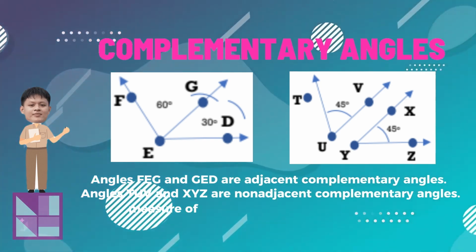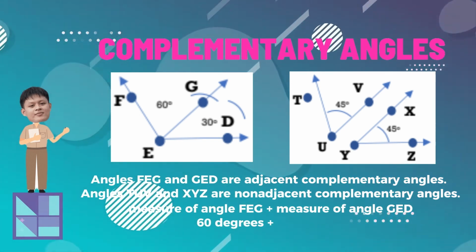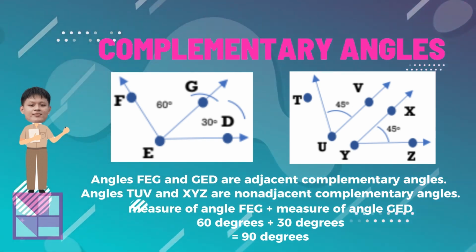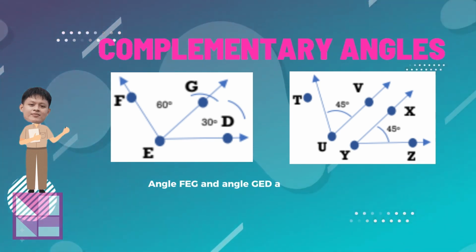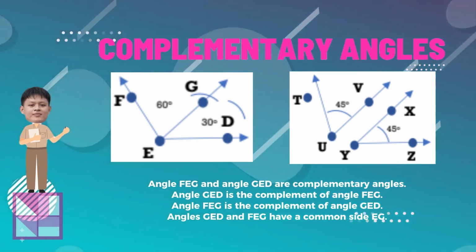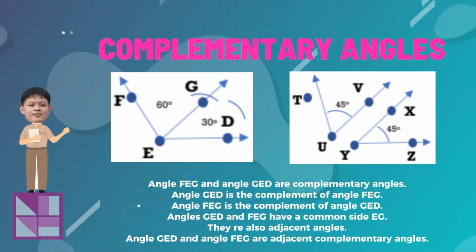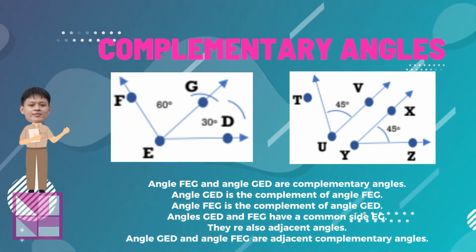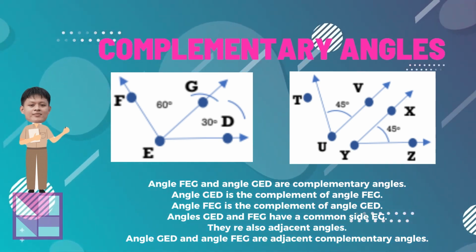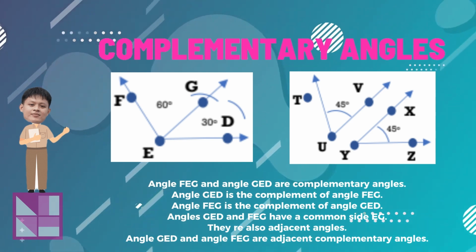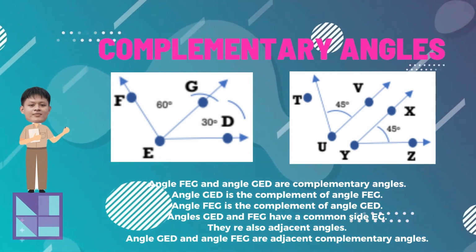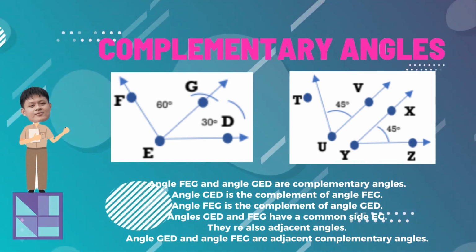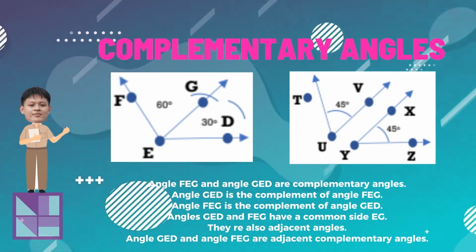Since the measure of angle FEG plus the measure of angle GED is equal to 60 degrees plus 30 degrees, which is equal to 90 degrees, then angle FEG and angle GED are complementary angles. Angle GED is the complement of angle FEG. Also, angle FEG is the complement of angle GED. Angles GED and FEG have a common side EG, that is, they are also adjacent angles. Therefore, angle GED and angle FEG are adjacent complementary angles.